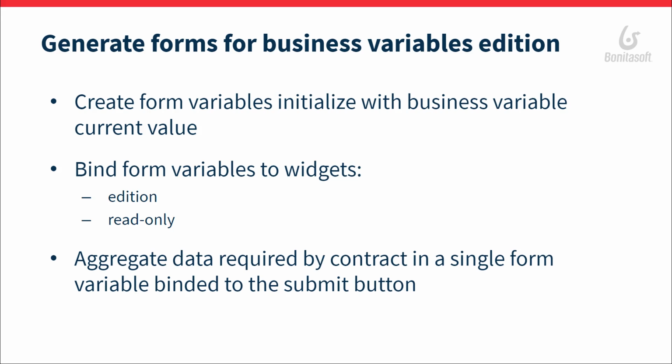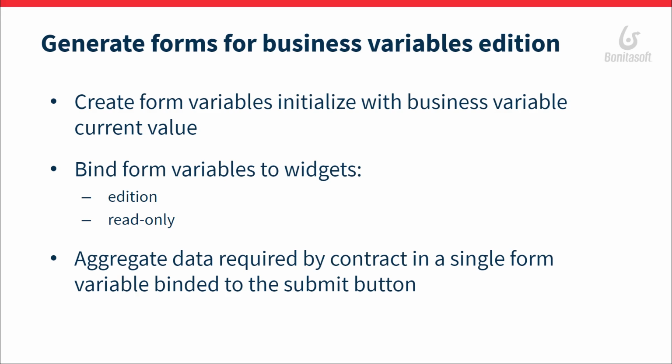Now in this new version, we provide some tooling to create a form that will let you edit the value of a business variable using a form. The edition is still based on the contract information, but at the same time, it will let you view some attributes of the business variables. Basically, this feature will generate for you form variables initialized with the business variable's value.